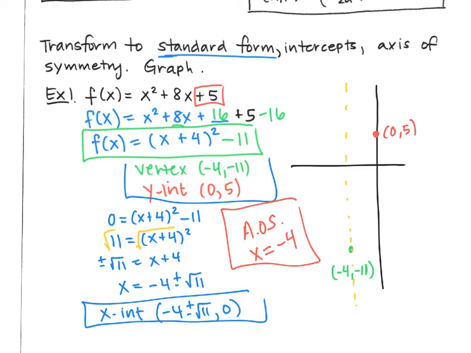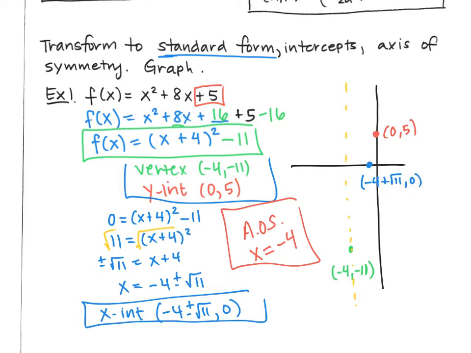Now square root of 11 has got to be 3 point something because it's a little bit bigger than square root of 9. Okay, so -4 plus square root of 11 is really -4 plus 3 point something. So if I do -4 plus 3 point something, I get -0 point something. So this is somewhere around here. And as long as it's in a reasonable location, I'm fine with that estimate. So this is (-4 plus square root 11, 0). And that lines up pretty well.